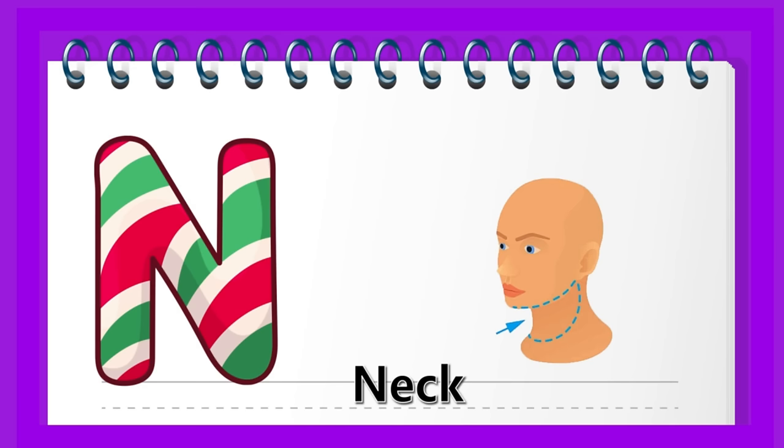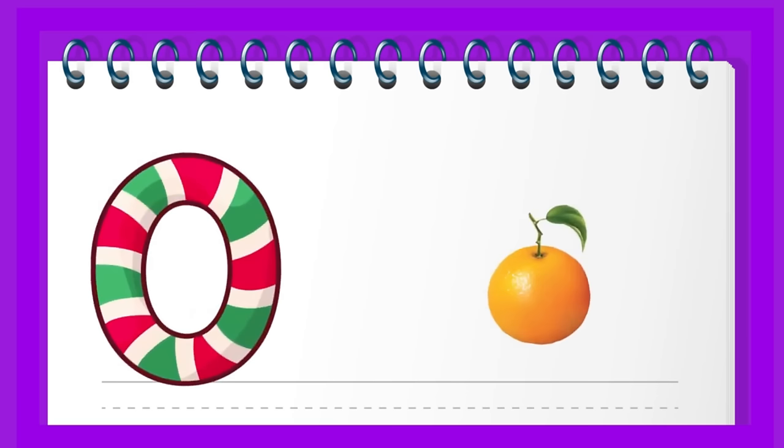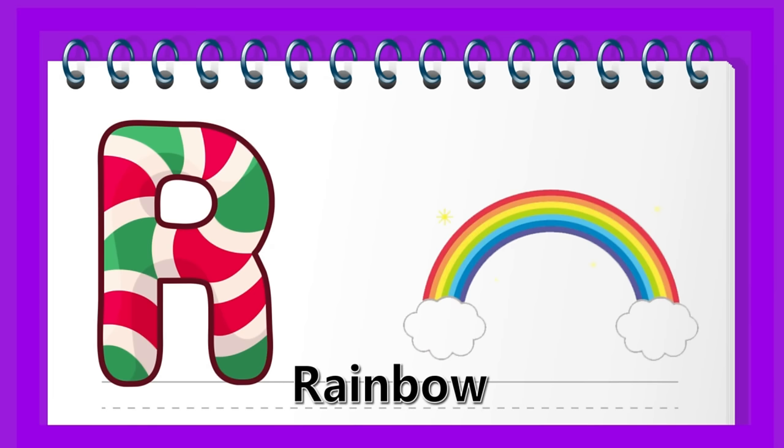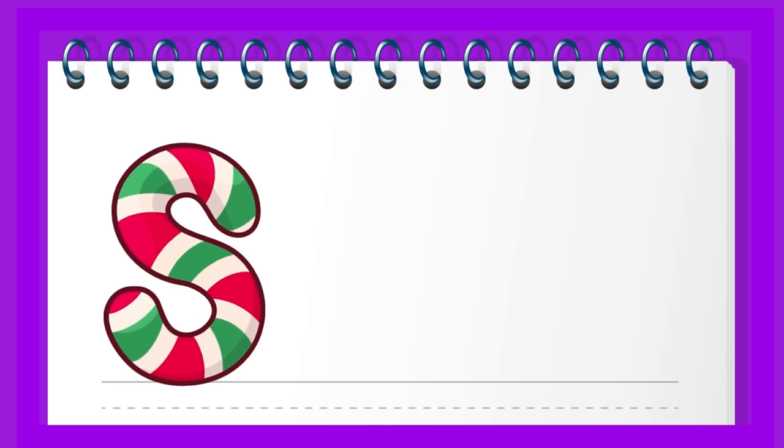O for Orange. P for... Q for Quill. R for Rainbow. S for Sun. T for Tomato. U for Umbrella.